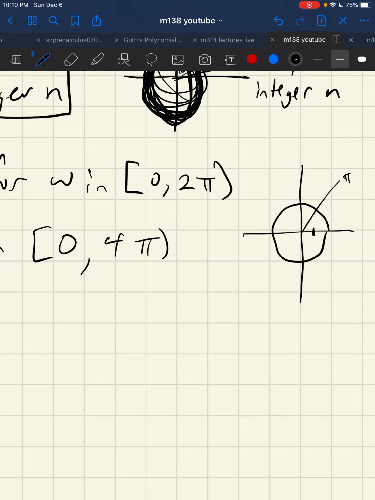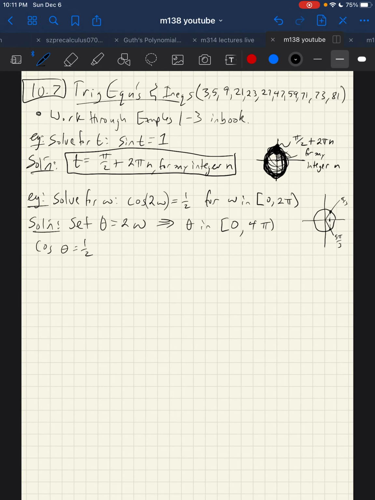Well, right here we've got pi over 3, and then we've got this other one over here, 5 pi over 3, or you might think of it as negative pi over 3, either way. So cosine of pi over 3, as we recall, is 1/2, and cosine of 5 pi over 3 is also 1/2, because it's symmetric, right? So this means that our theta is going to be either pi over 3 or 5 pi over 3.